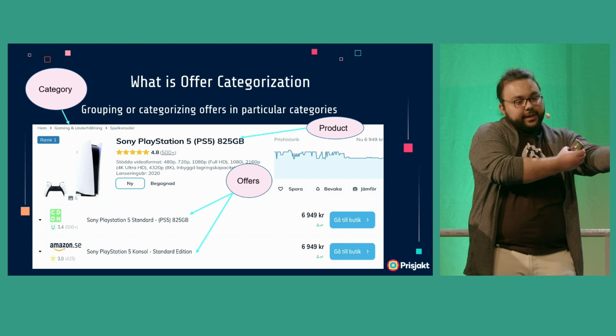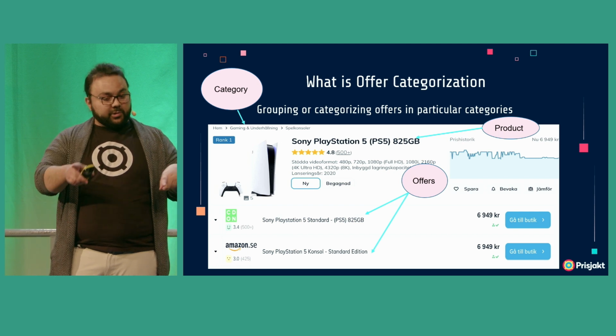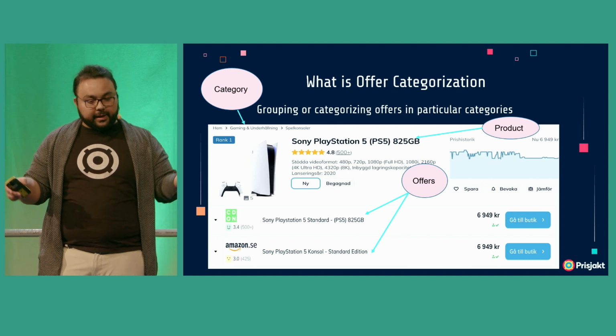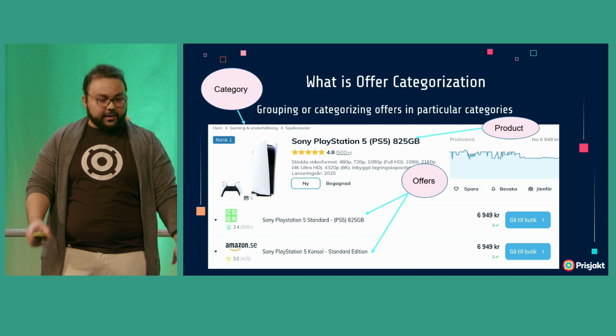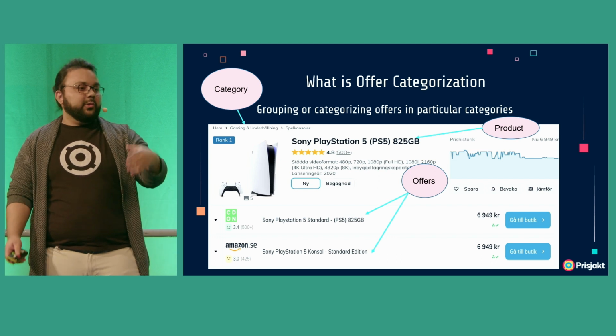These are mostly hierarchical categories. If you look here, PlayStation is inside Hem, and then Gaming and something complicated in Swedish, and then it is Spelkonsoler. I hope I didn't butcher it. Spelkonsoler, yeah, let's move with that. But I know that it means gaming consoles. I took this exact screenshot from Prisiac's website. So PlayStation 5 is a product, and the offers are these two offers. There are multiple offers for each product. There could be 100, there could be 10, it could be a single offer. These are the offers, this is the product, and the category is Spelkonsoler in that case.